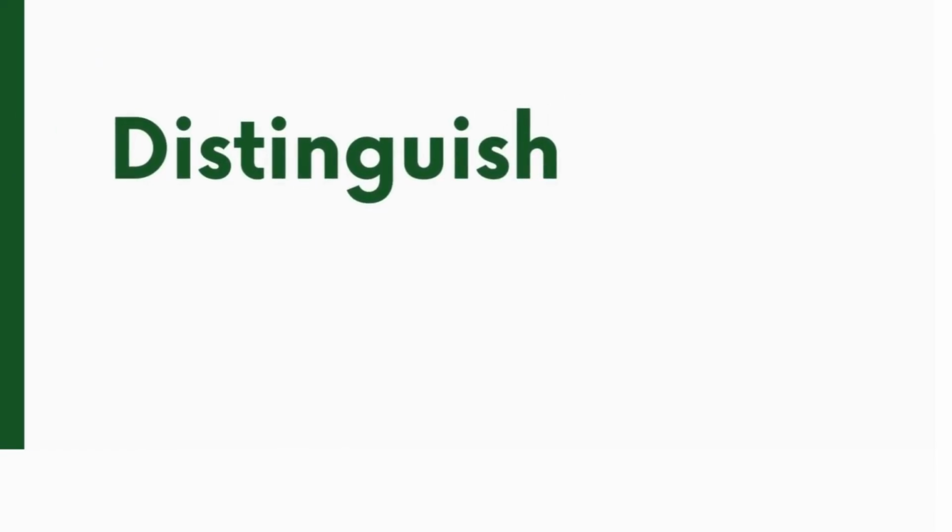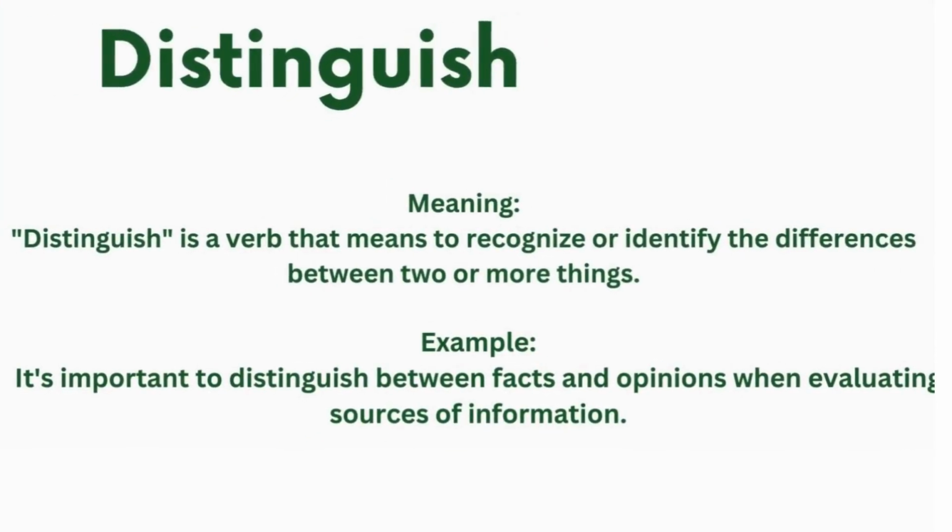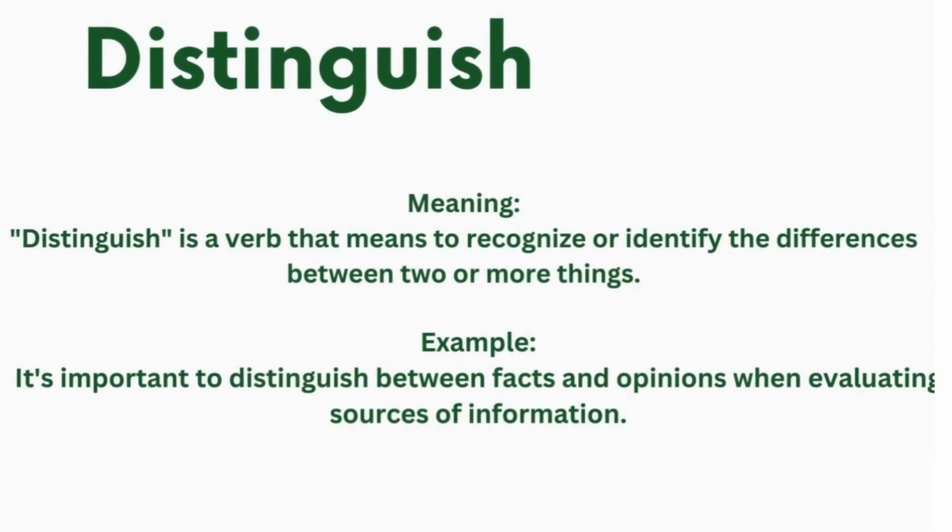Distinguish. Meaning: distinguish is a verb that means to recognize or identify the differences between two or more things. Example: it's important to distinguish between facts and opinions when evaluating sources of information.